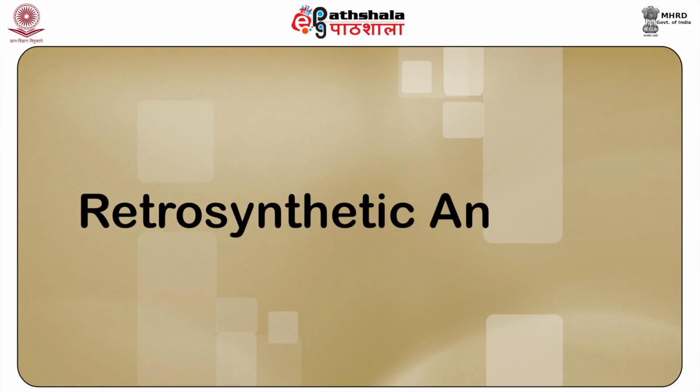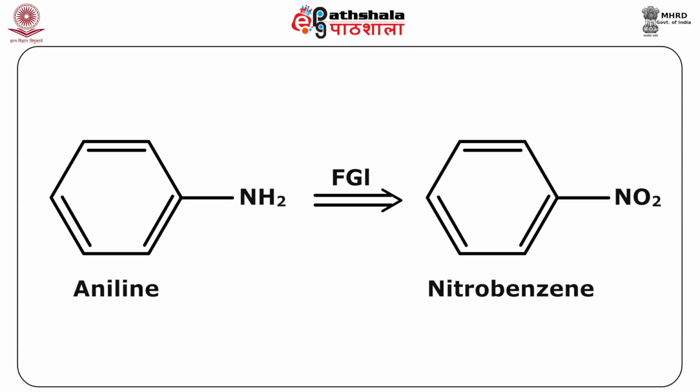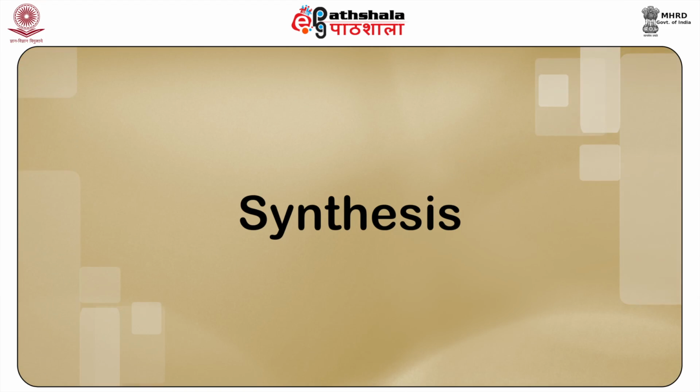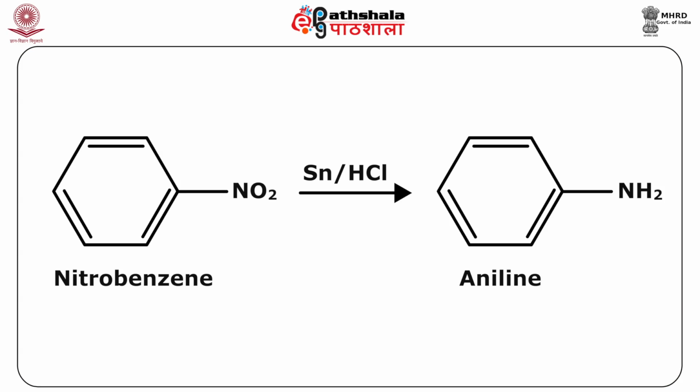The retrosynthetic analysis. The amines like aniline can be obtained from nitrobenzene. The functional group interconversion of amines from nitro group is shown here in the figure. Nitrobenzene can be reduced to aniline using Sn/HCl as a reducing agent. The conversion is a simple and a direct approach.